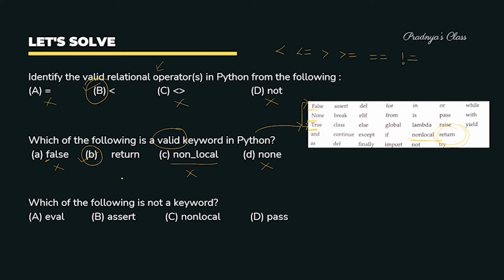Now based on keyword we have one more question. When we look at the options, the first option is eval and it is not a keyword, it is a function. So this is not a keyword. Assert is a keyword, non-local is a keyword and pass is also a keyword. So the correct option is A.